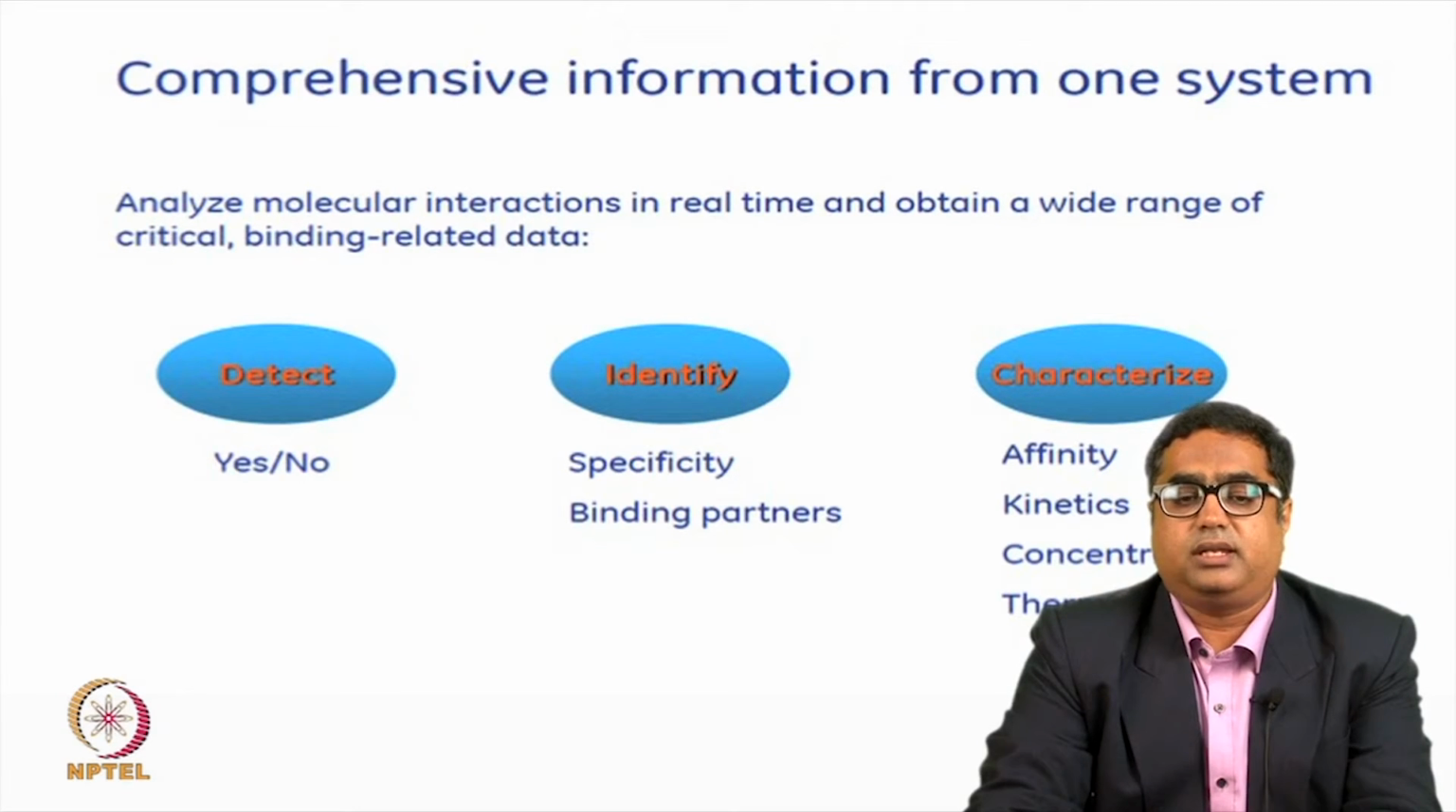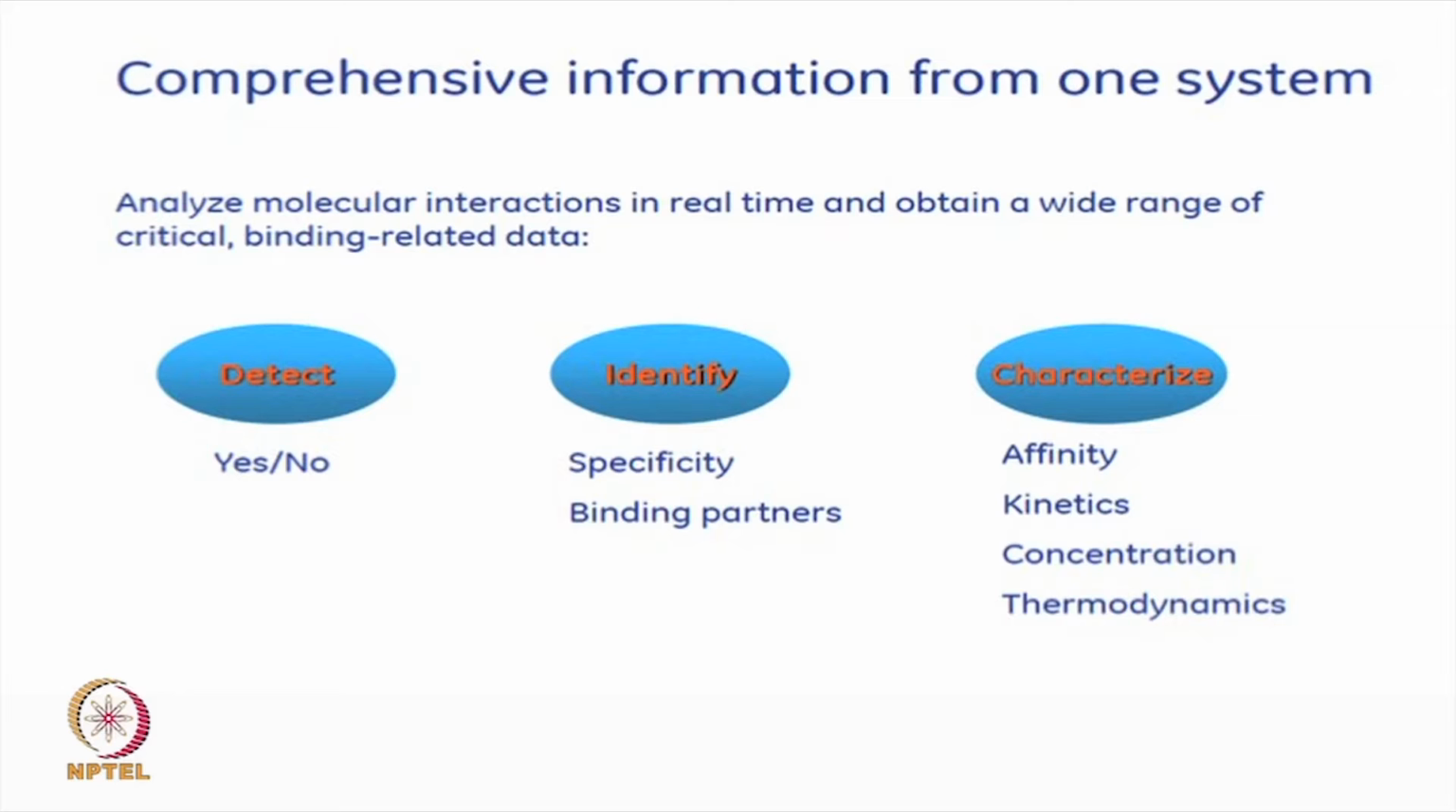binding, identify the binding partners, identify the specific binding, and characterize the binding by different events like affinity, which is how tight or how weak the binding is, kinetics, how fast or how slow the binding is, concentration, which is how much amount of our analyte is bound to the ligand, and thermodynamics, how kinetics changes as a function of temperature. So, these are the different comprehensive information that is generated from Biacore experiments.